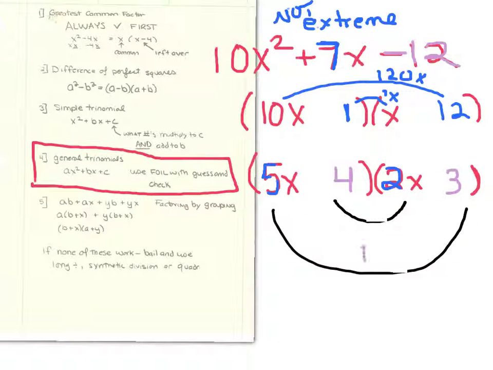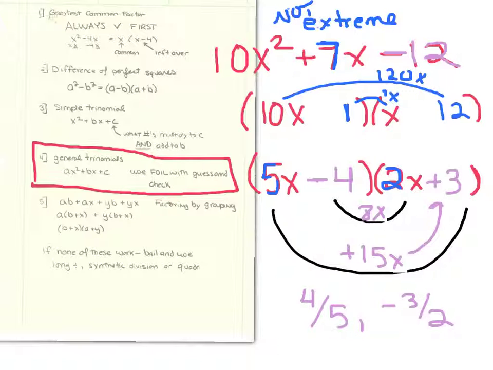And now my outside is 15x and my inside is 8x, and I can get a 7 out of an 8 and a 15. If the 15 is positive, that means my positive goes here, and my 8 is negative, so my negative goes there. This gives me a problem that has zeros at 4/5 and negative 3/2.